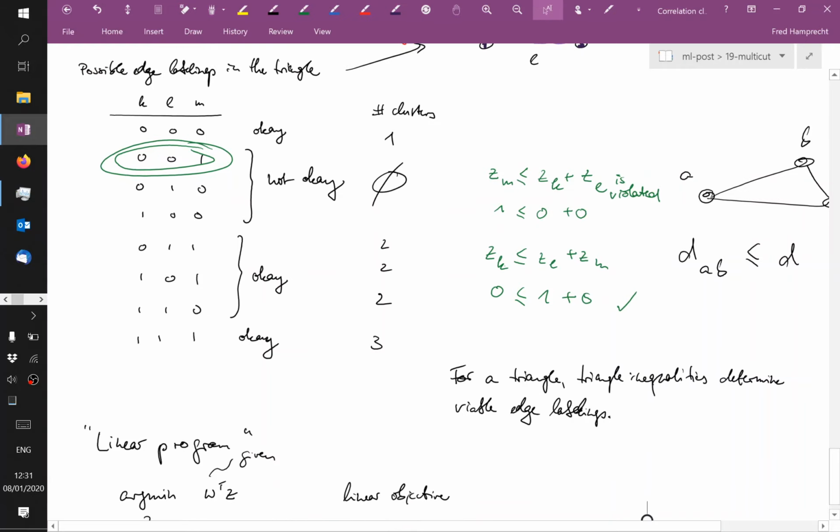Is everybody happy with that statement? So, let me repeat. This table here summarizes all the different ways in which we could label edges.